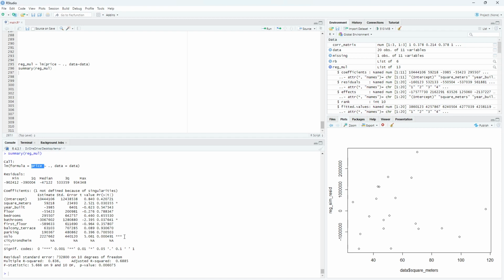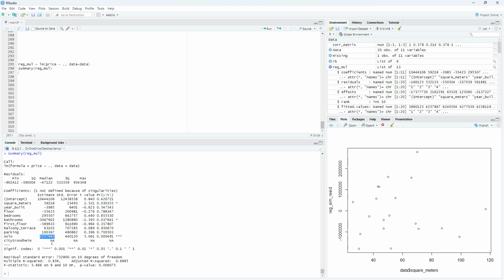And this coincided with the structure of the data, where the apartments from Oslo were at the start and the apartments from Trondheim were at the end. So here we have seen that if the apartment is in Oslo, the difference is statistically significant, and you would then expect an apartment in Oslo to cost 2.2 million more than in Trondheim.